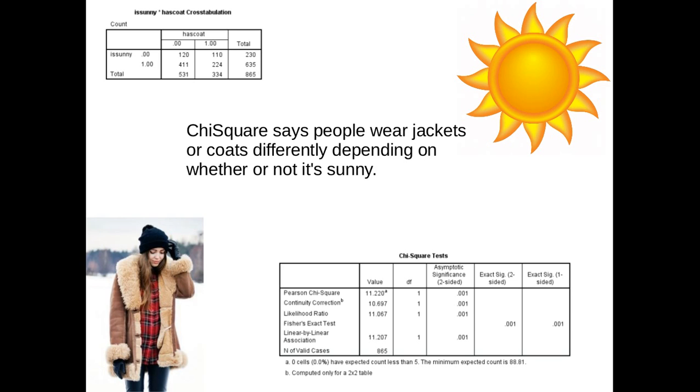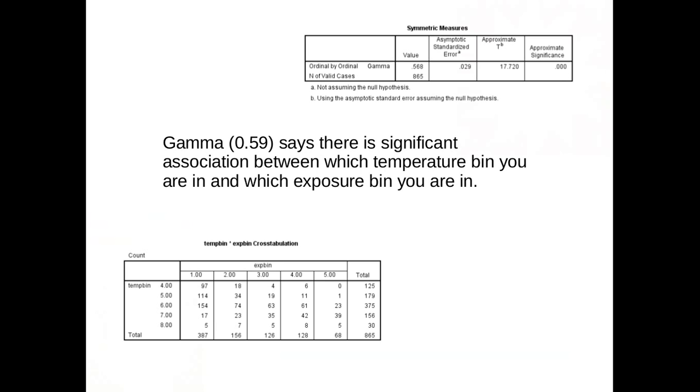Chi-square says people wear jackets or coats differently depending on whether or not it's sunny. So I had this sunny variable, and when you do this test, it should kind of wash out whether or not there's a temperature correlation, but it doesn't really. It's going to be more sunny on warmer days, so there's some kind of a lurking variable, but anyway.